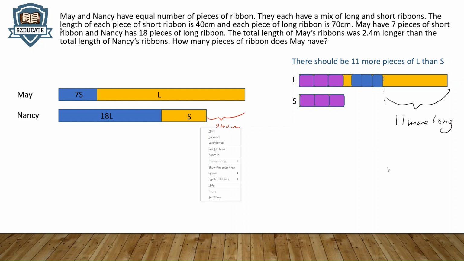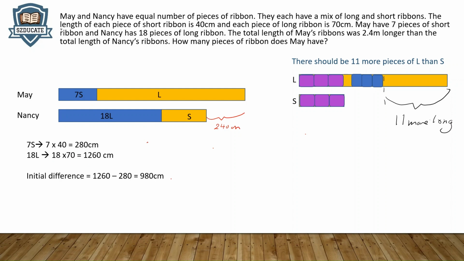Okay, so now I want you to focus on only the yellow color part, these two, the L and the S. But before we look at the yellow color part, let's calculate some numbers first. 7 short ones at 40, so 7 of them will be 280 cm. And 18 long ones, that will be 18 times 70, 1260 cm. So this is this and this is this.